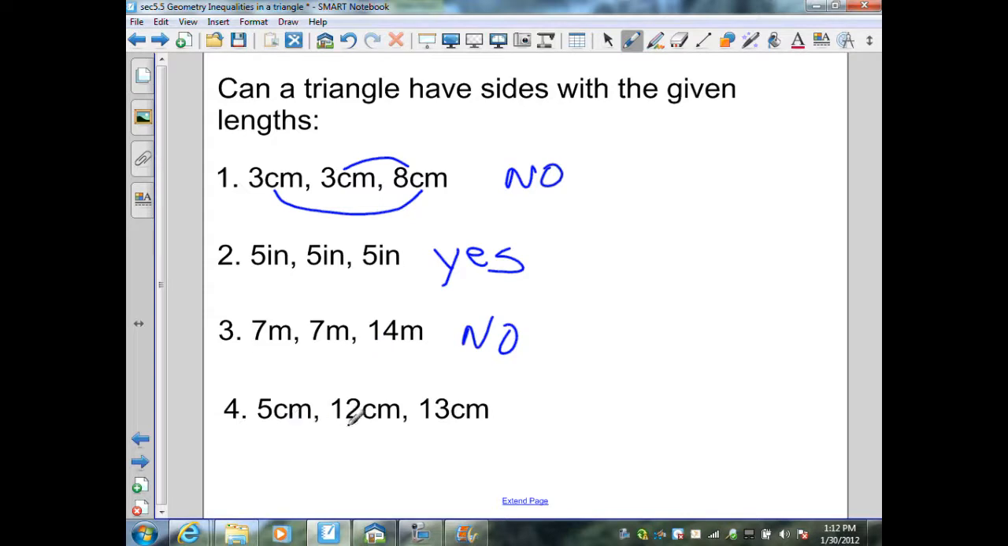Number 4, 5, 12, 13. Again, the easiest way to do this theorem is to add the two smallest segments together. Here, that would be 5 and 12. 5 and 12 add together to equal 17. 17 is greater than 13. So yes, those three segments could form a triangle.